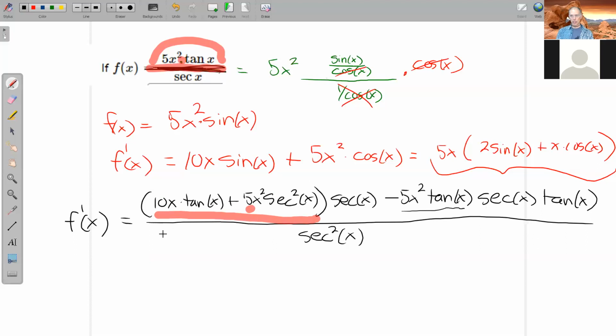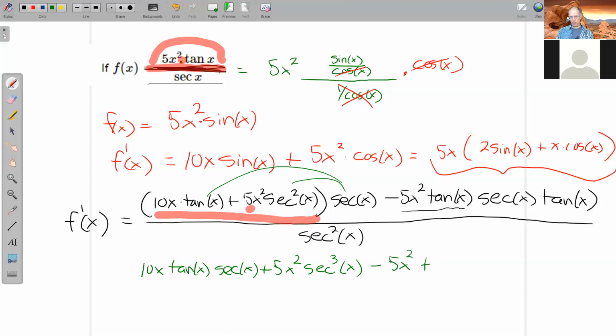Careful, right? And then we have to do some distribution, and a whole bunch of stuff must clean up here. So we got to distribute that secant, and then we can combine terms or powers here. So that's going to give me 10x tangent of x secant of x from the first distribution, and then plus 5x squared secant cubed of x. And then we have minus 5x squared tangent squared secant of x. Okay, all of that is over secant squared of x.